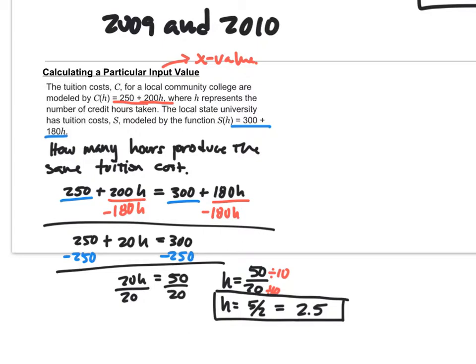One's going to be ultimately cheaper, and that's going to be your community college. I think your state tuition's a little bit cheaper, yeah. But that's the number of hours that will produce the same tuition cost, okay?